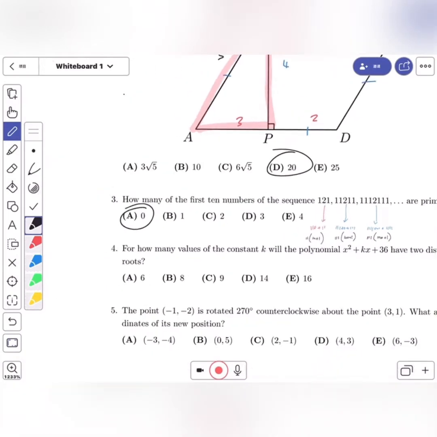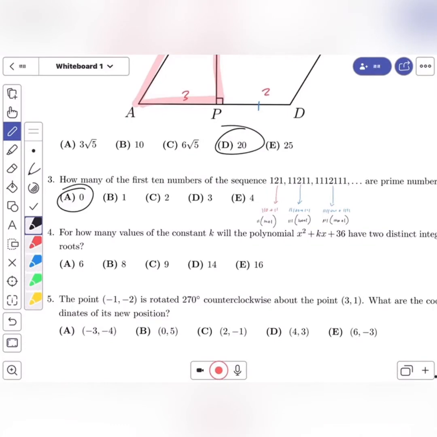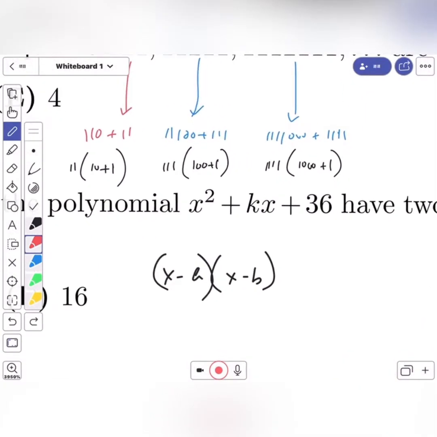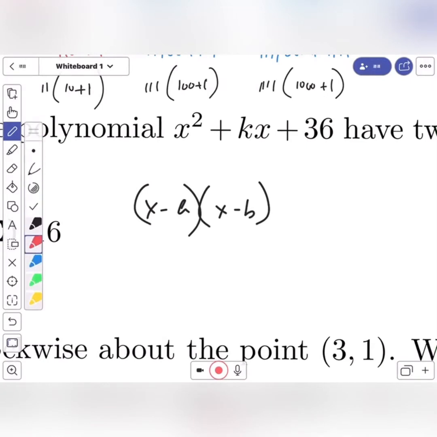Now let's go to the next one. For how many values of constant k will the polynomial x squared plus kx plus 36 have two distinct integer solutions? So basically, if we can actually express it as x minus a times x minus b, such that both a and b are integers, but a is not equal to b. So if we expand this out, then this one is essentially just the same as x squared minus (a plus b)x plus ab.